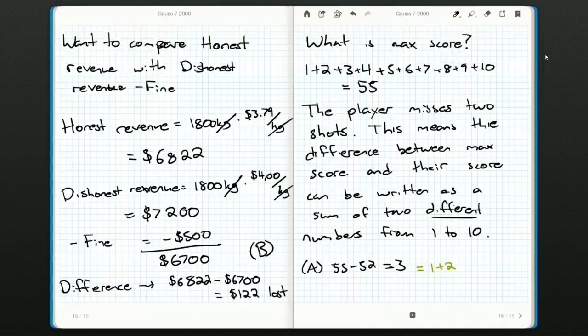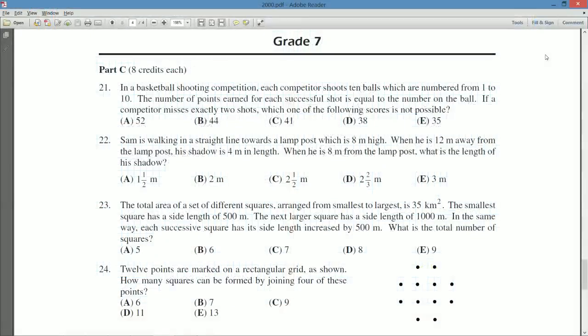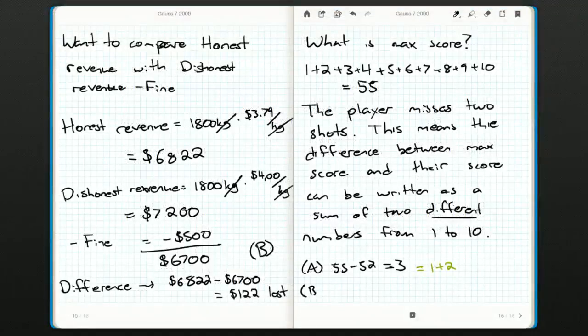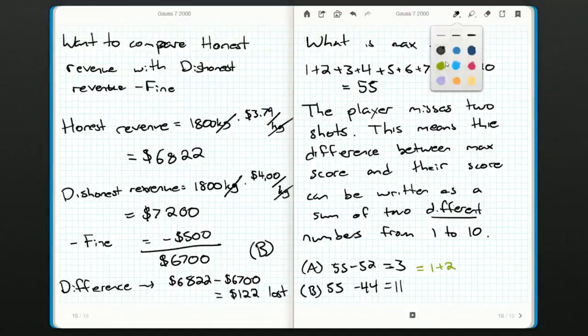Now, what was B? B is 44. So what we want to do is take a look, compare the difference with that and the maximum score, and we get 11. And we stop and think, is there a way to write 11 as the sum of two different numbers between 1 and 10? Well, of course there is.